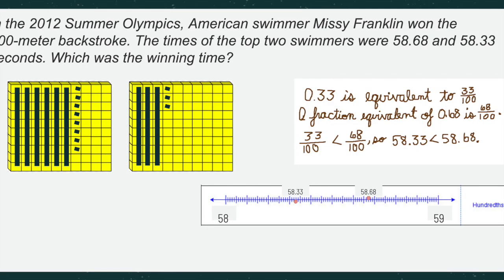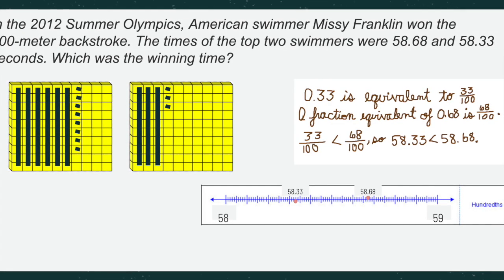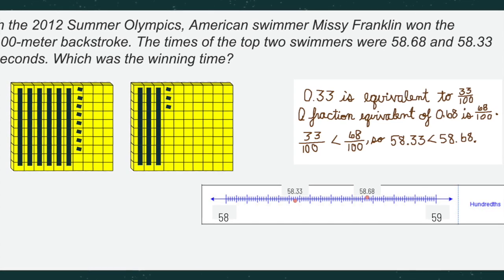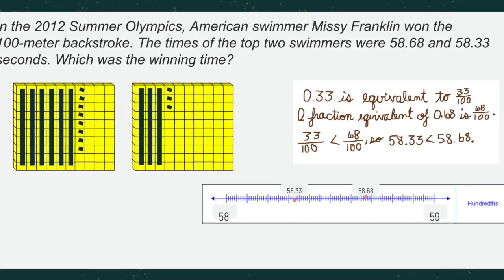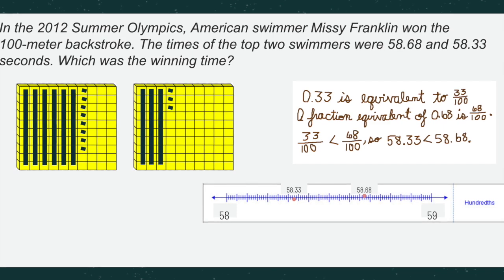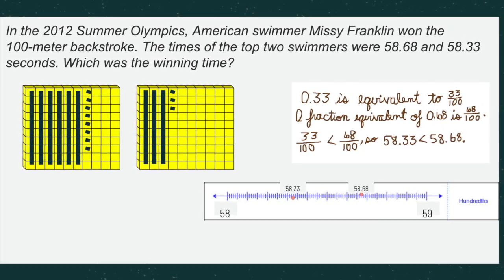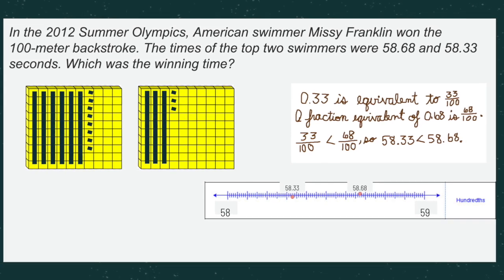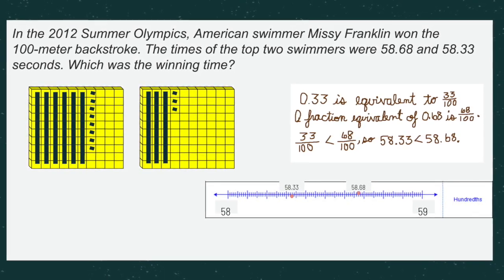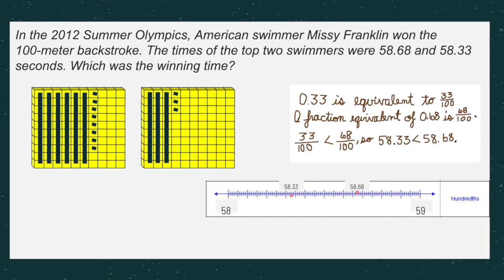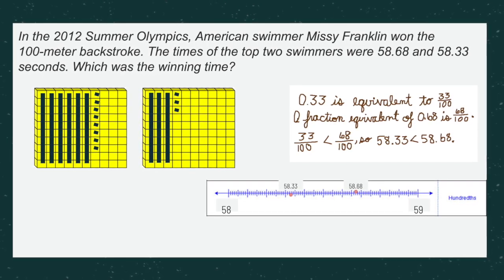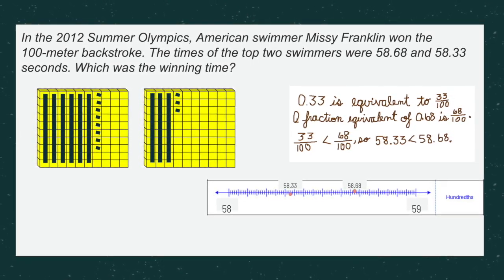Here you can see some possible solutions using visual models. We have the base 10 blocks, the number line where the hundredths are being compared, and you can see the two fractions being compared. If you haven't already, hold up your marker board or paper to show your teacher your visual model.